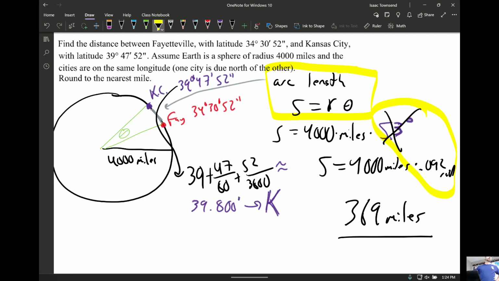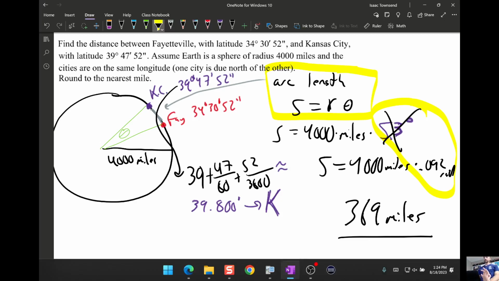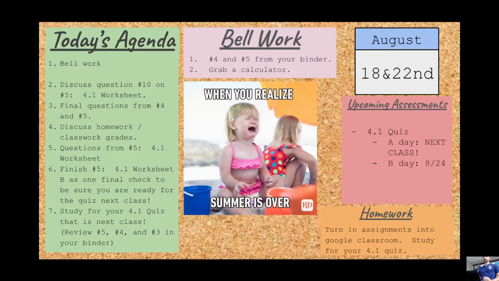You guys okay with that process? If you got stuck on that last time, I'd say if you got stuck at the beginning, it's probably the picture. Imagine the Earth turned with the cities on the far right. So then the distance between those is arc length, and then it's something that you can do. All right, so if you struggled on that one last time, it's not a big deal because you will get another chance. You've got that 4.1 worksheet B where you should get another chance at number 10.